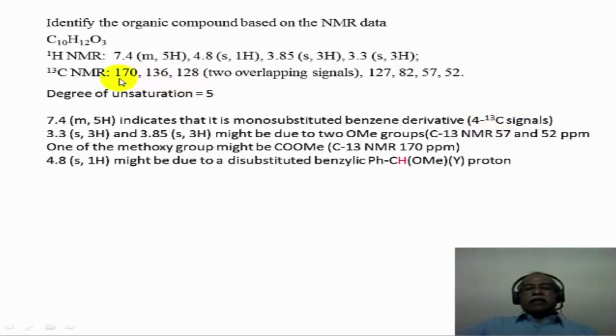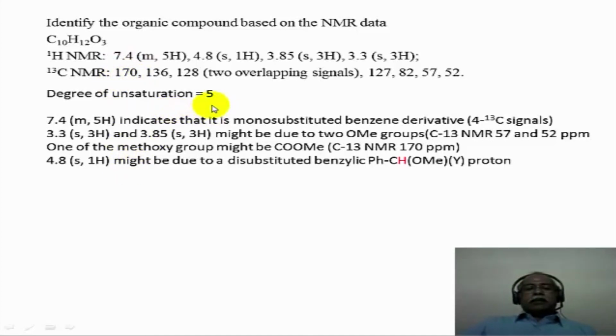The 170 corresponds to a carbonyl functional group, most likely an ester kind of acid derivative is what we are referring to here. So the 4 unsaturations correspond to the phenyl ring, and the 5th unsaturation probably corresponds to an ester carbonyl functional group, which is consistent with the 170 ppm signal in the carbon 13 spectrum.